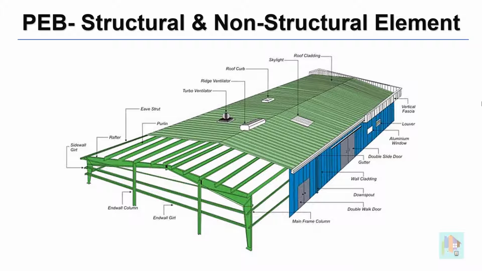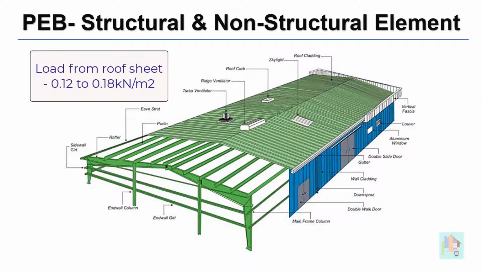For roof panel, unit weight or area load depends on the material of the sheet and thickness. In general, load intensity varies from 0.12 to 0.18 kN per meter square. We need to confirm this from the technical specification of the roof panel.